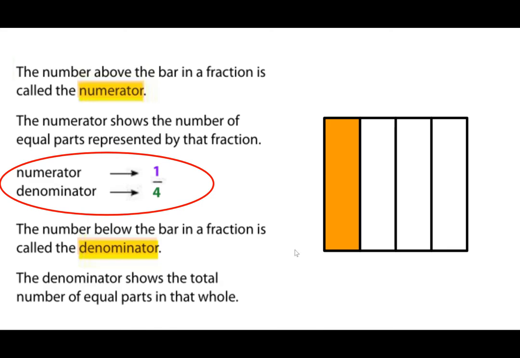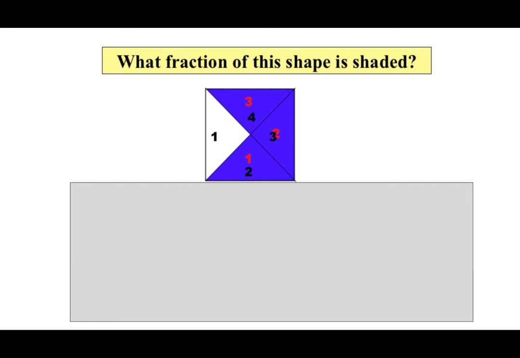So the number above that bar in a fraction is called the numerator, and that shows the number of equal parts represented. And the denominator, we think of down, D, down, is the number on the bottom, and those are the equal parts. What fraction of this shape is shaded?